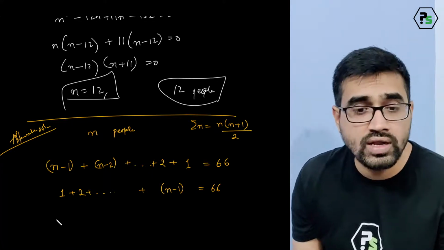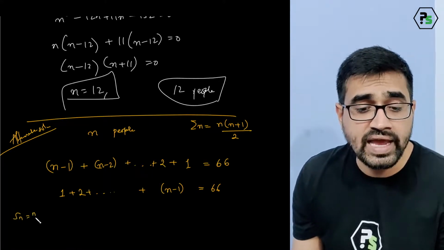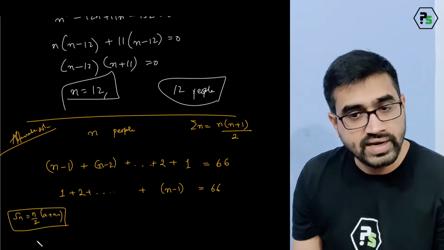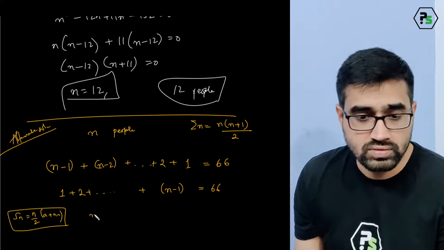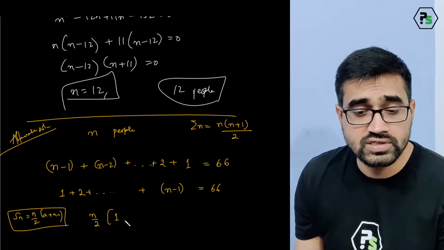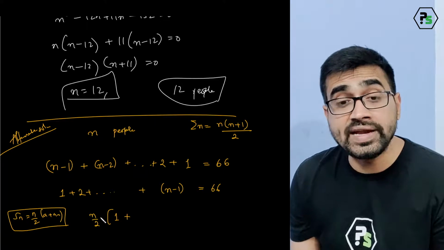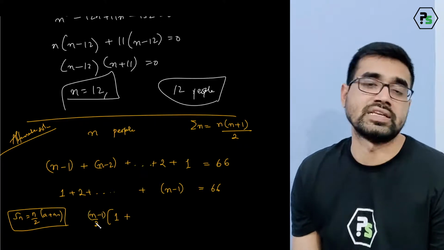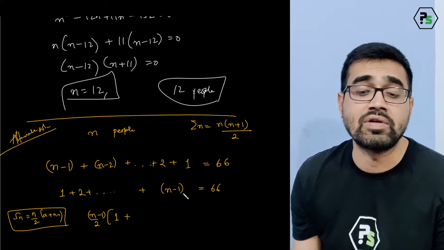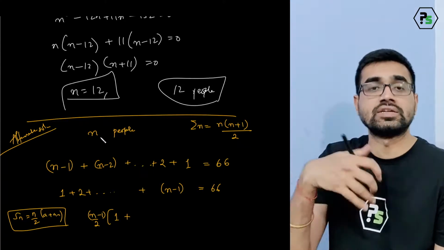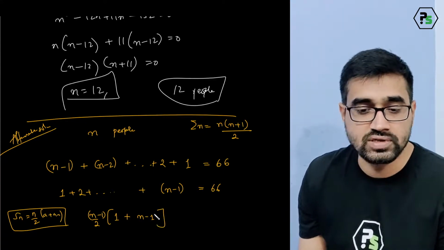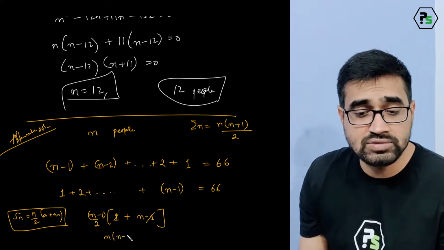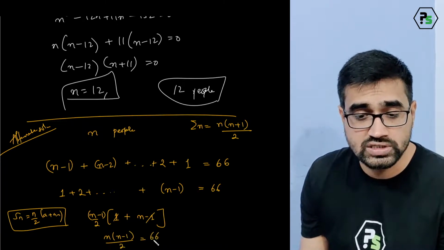Sn is equal to what? Sn is n by 2 times a plus an. So it will be n by 2 times the first term. But no, there are not n terms. There are how many terms? n minus 1 terms. Obviously, if there were n terms, then this person would have shaken hands with himself. So 1 plus the last term, n minus 1. You cancel this. What do you get? n times n minus 1 by 2 is equal to 66.